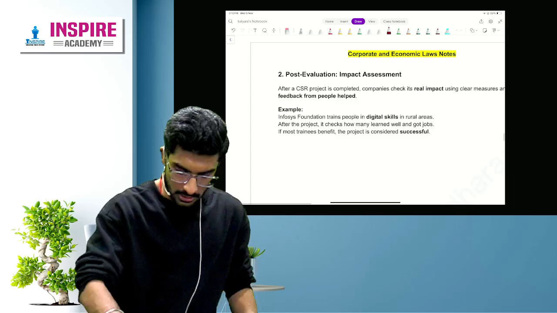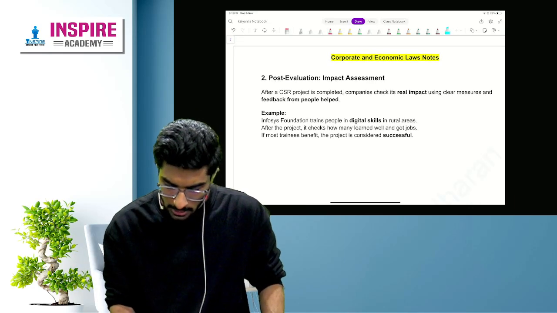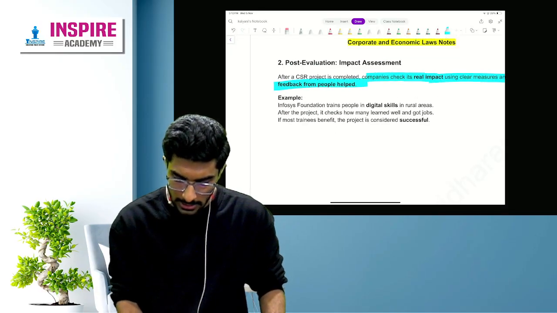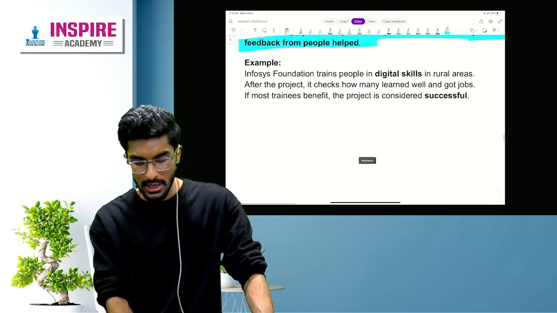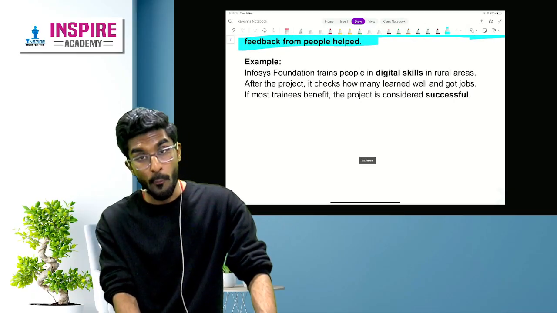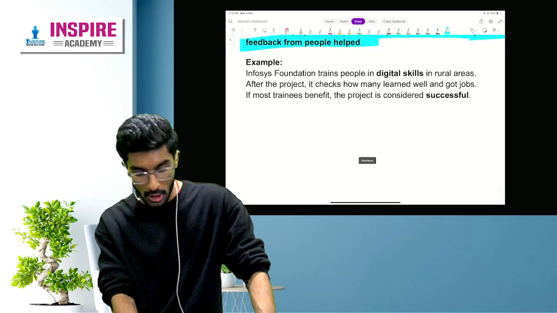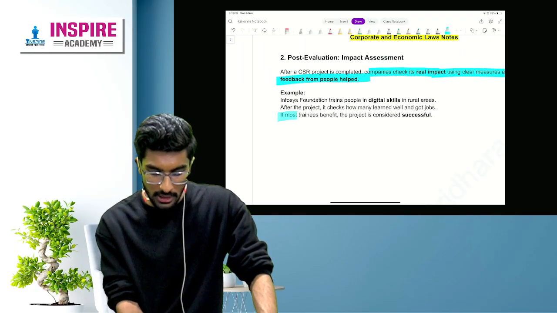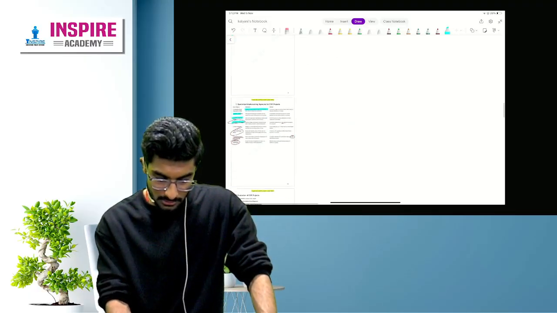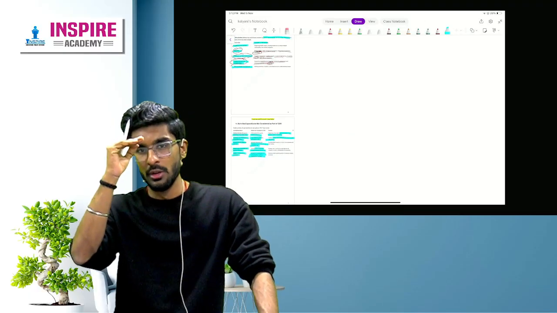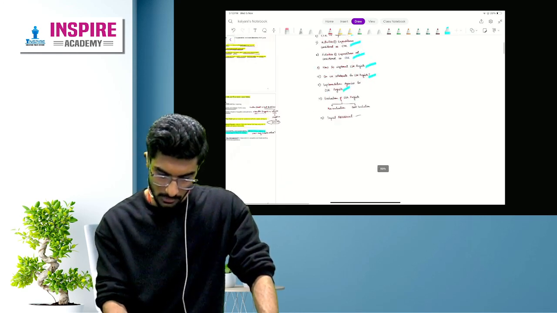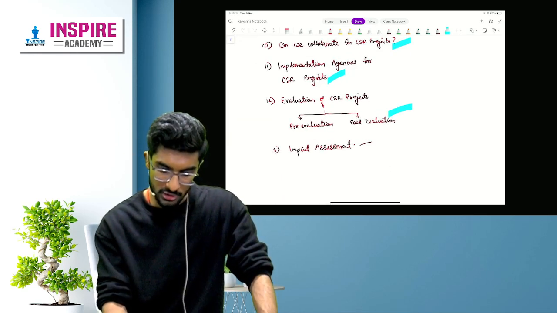So post evaluation. After a CSR project is completed, companies check its real impact using clear measures. Feedback from people helped. Example, let's say if Infosys trains people in digital skills in rural areas, after the project it checks how many people learned well and they got jobs. If most trainees benefit, the project is considered successful. Very easy, people. So basically the goal is, people, you should create impact in the society. Yes or no? So we are also done with pre-evaluation and post-evaluation.